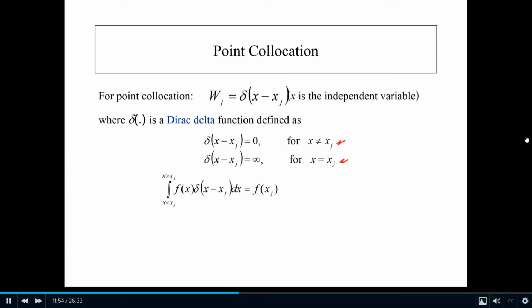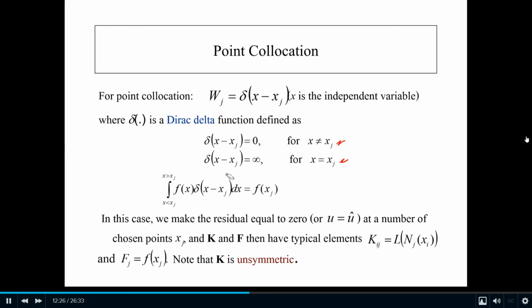For example, if you integrate some function f(x) with respect to the delta function over the point xj, x between less than xj and greater than xj, in this case it would give you the function f at the point xj. This is a property, and we can use this property to obtain matrix K and matrix F for the choice of point collocation.